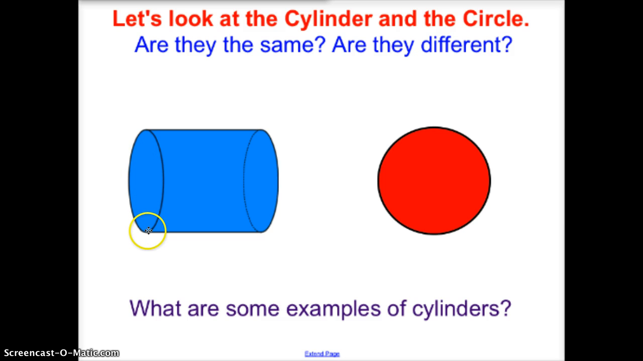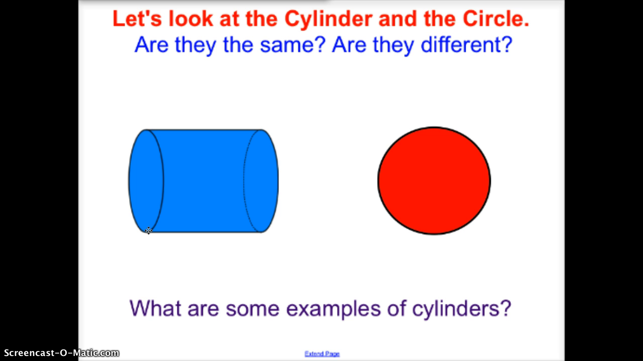When I think of a cylinder, I think of things like a telescope, or I think of a toilet paper roll, or I think of a can of soup. Those are all examples of cylinders. Maybe you can think of some examples from the song or some cylinders that you see around a classroom or around your home.